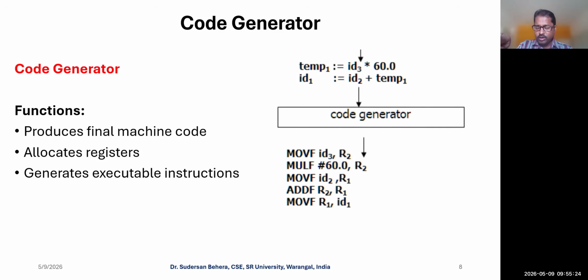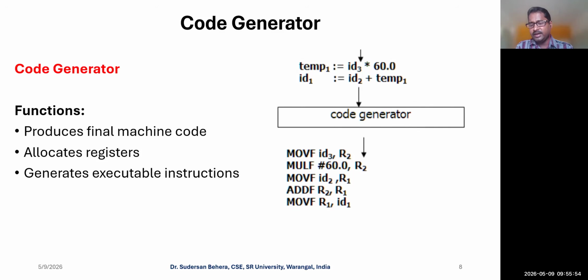The entire value you keep somewhere: you are multiplying and storing the value in R2. So try to understand. First, store id3 in R2. Then what is the next part? 60.0 is multiplied with id3. Now id3 is present in register 2, so multiply by 60.0, and the entire value will be in register 2 only. That is the second line.